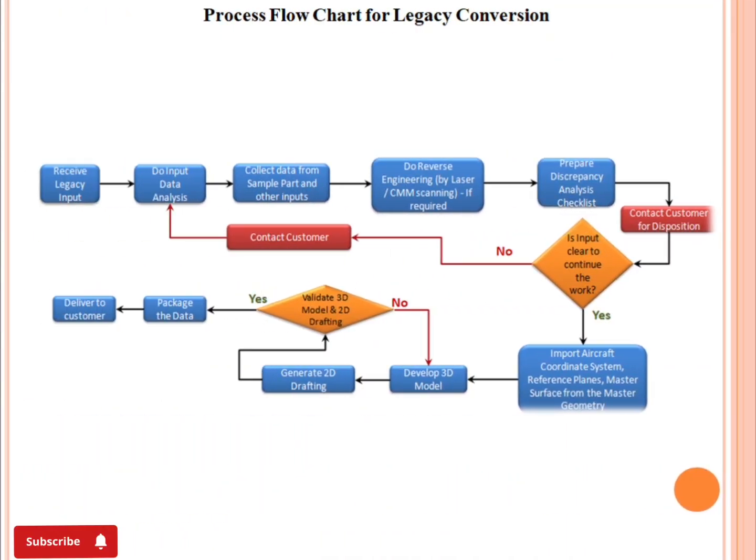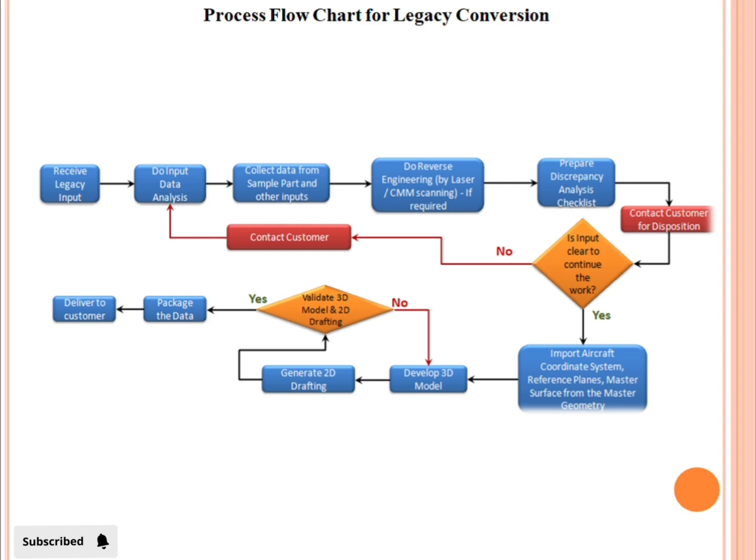So, the process flowchart or process overview: how will we be carrying out the assembly process? It all starts from preparing the AOS. For preparing the AOS, we should get the legacy input. Legacy input means whatever senior engineers were carrying out, the same should be taken as input and implemented in our AOS sheet.